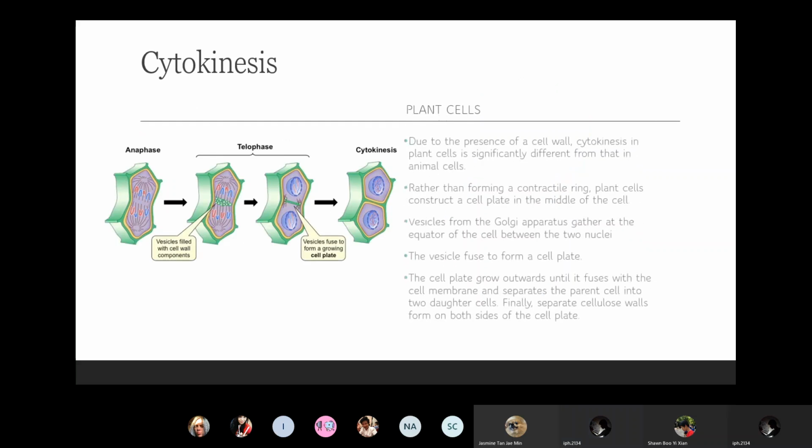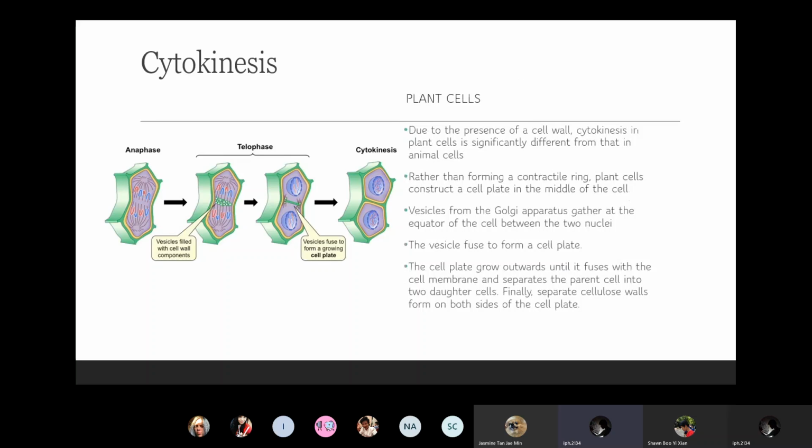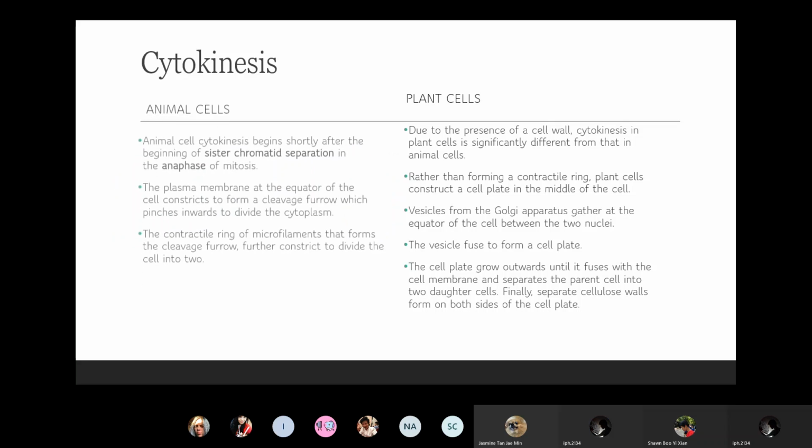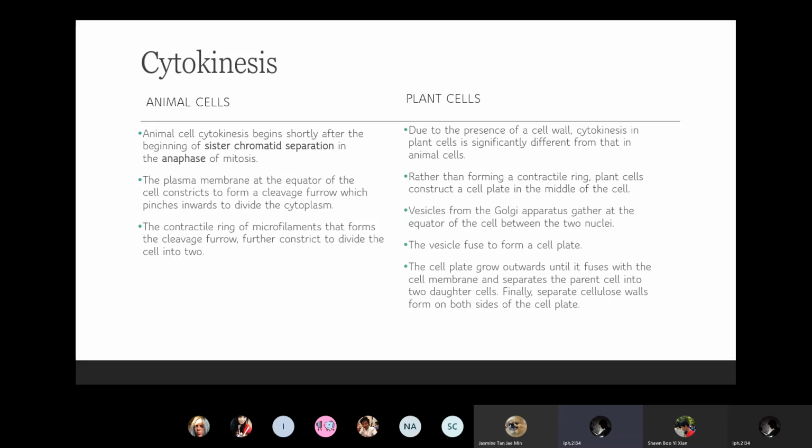cytoplasm into two. As for plant cells, due to the presence of the cell wall, cytokinesis in plant cells is different from animal cells. Rather than forming a contractile ring, plant cells construct a cell plate in the middle of the cell. Vesicles from the Golgi apparatus gather at the equator of the cell between the two nuclei. The vesicles fuse to form a cell plate, and the cell plate grows outwards until it fuses with the cell membrane and separates the parent cell into two daughter cells. And finally, it forms the cell walls on both sides of the cell plate. So this is how cytokinesis works in animal cells and plant cells.